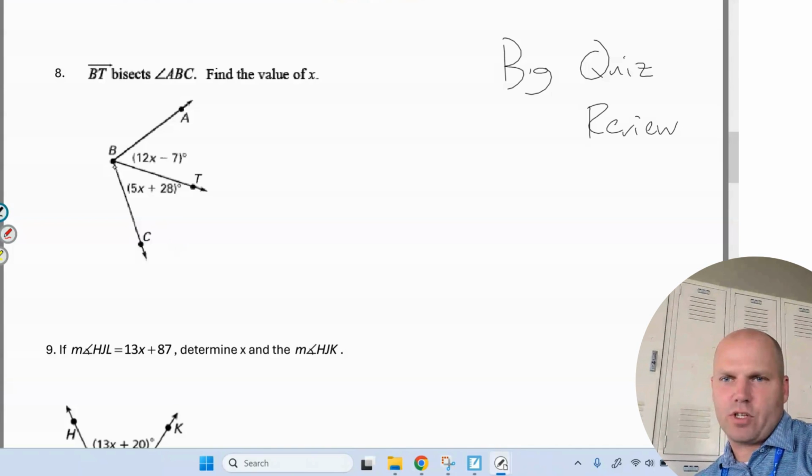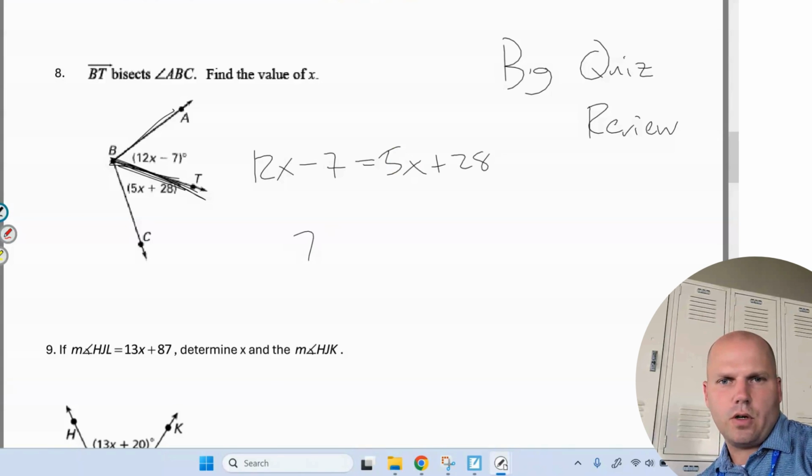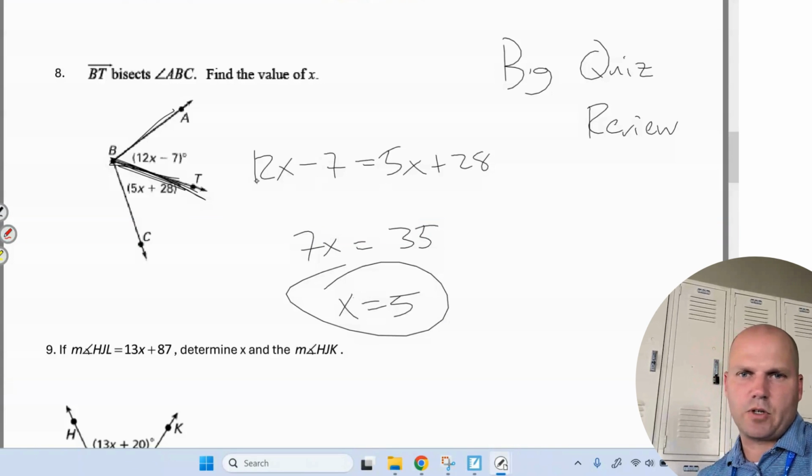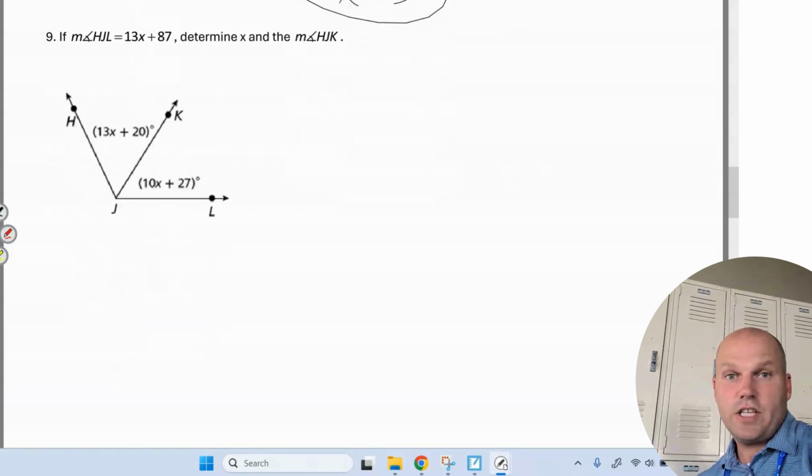BT bisects. What does it mean to bisect? It cuts in half. ABT has to equal TBC. Solve. What are you trying to find? The value of x. I found the value of x. I subtracted 5x. I added 7. I divided by 7.